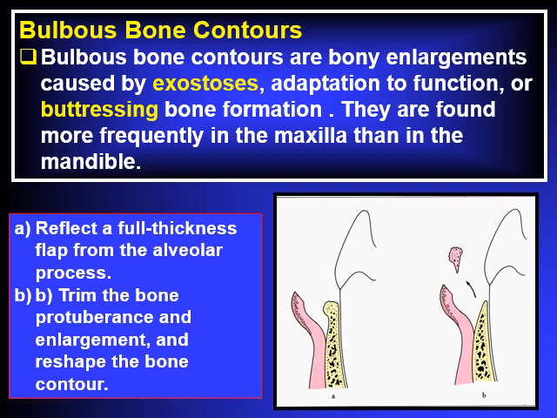When we perform osteoplasty, and we will illustrate and discuss osteoplasty and osteotomy in the next part of the lecture, we trim the bone protuberance, or bone thickening, or bone bulging, and reshape the bone contour, and then adapt the flap again to its position.